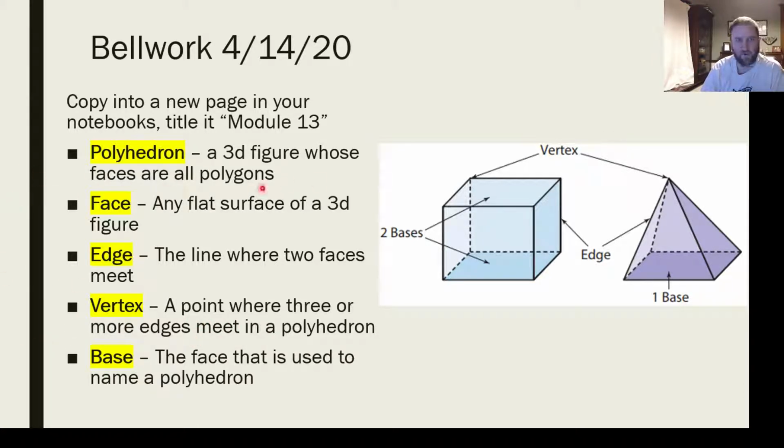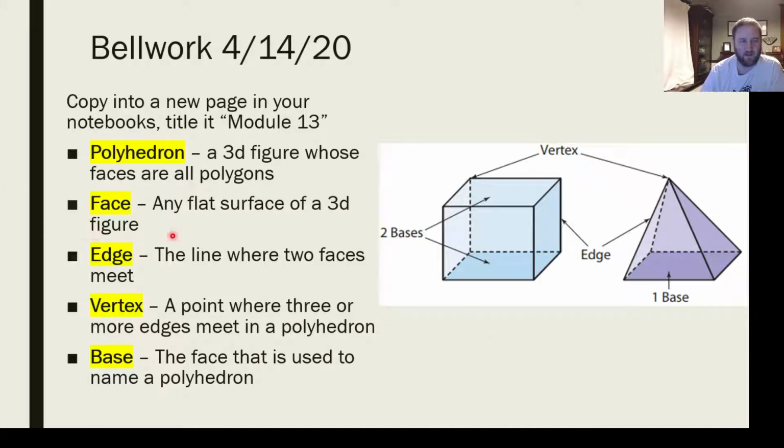Alright, so hopefully you wrote these down. First word is a polyhedron. A polyhedron is a 3D figure whose faces are all polygons. So these two shapes right here are both examples of polyhedrons. Okay, it's a 3D figure whose faces are all polygons.